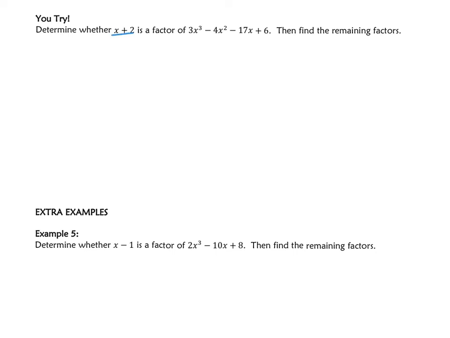If we want to know if x plus 2 is a factor, in the box, we're dividing by the opposite, so by -2. Then, are these in order? They are. Are we missing any terms? No, we're not. So bring down the constants, 3, -4, -17, and 6.